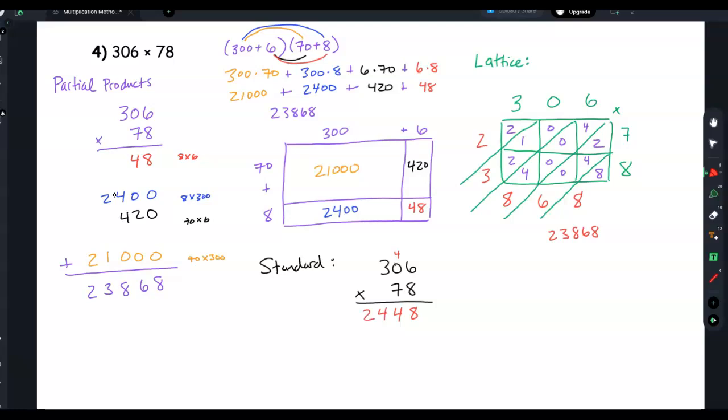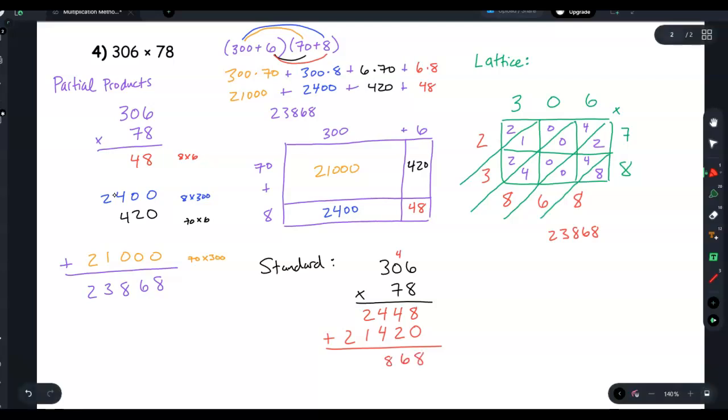Now I'm going to go ahead and erase my regrouping from earlier and put a 0 placeholder as I move on to the 7. 7 times 6 is 42. I'm going to write a 2 and regroup a 4. 7 times 0 is 0, but I'm going to add the 4 I regrouped and get 4. Finally, 7 times 3 is 21. And then I add these together. 8 plus 0 is 8. 4 plus 2 is 6. 4 plus 4 is 8. 2 plus 1 is 3. And then just a 2, and I get the same answer, 23,868.